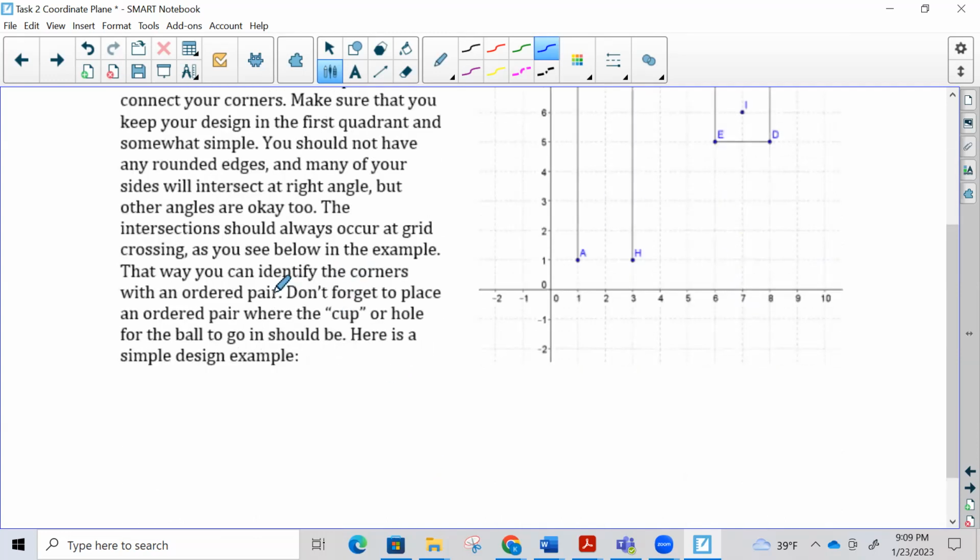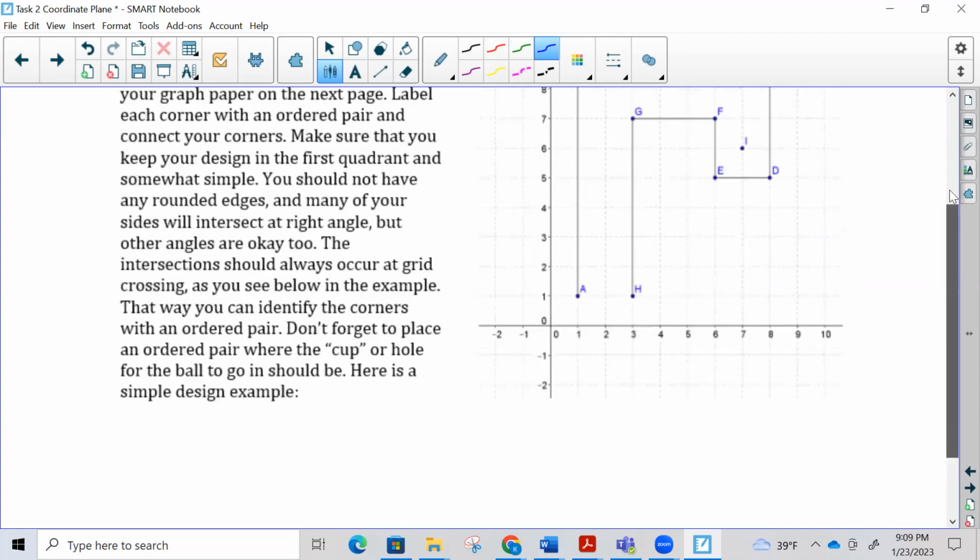That's the way you identify the corners with an ordered pair, and then don't forget to place an ordered pair where the cup or the hole for the ball to go in should be. And here's an example of a simple design.